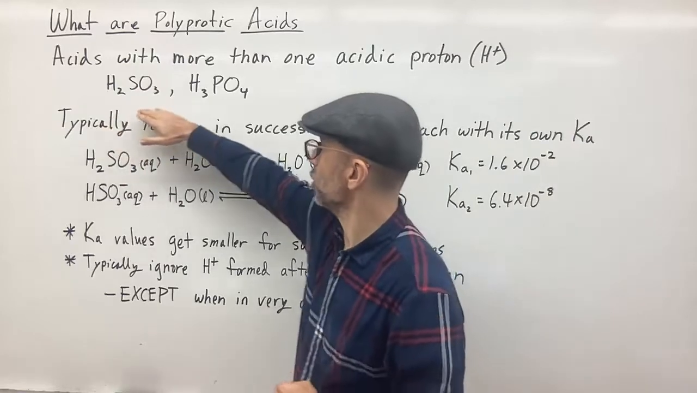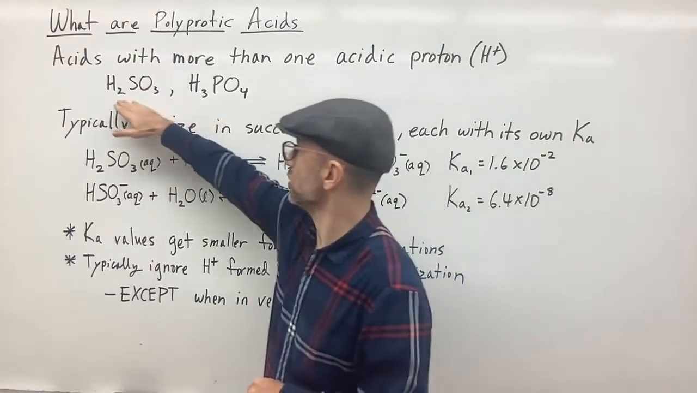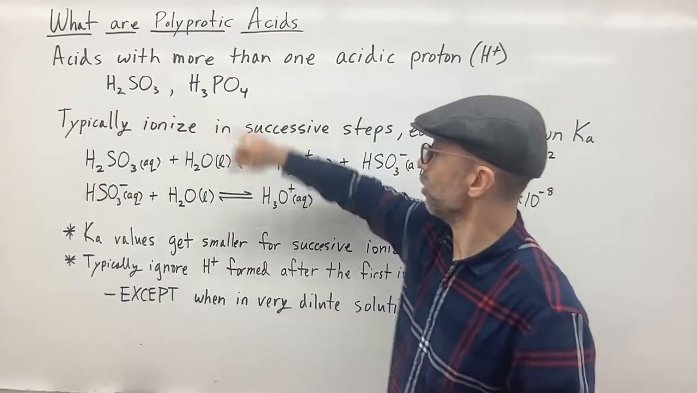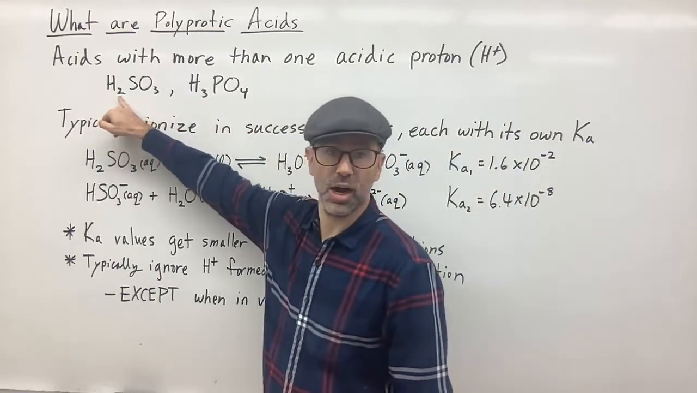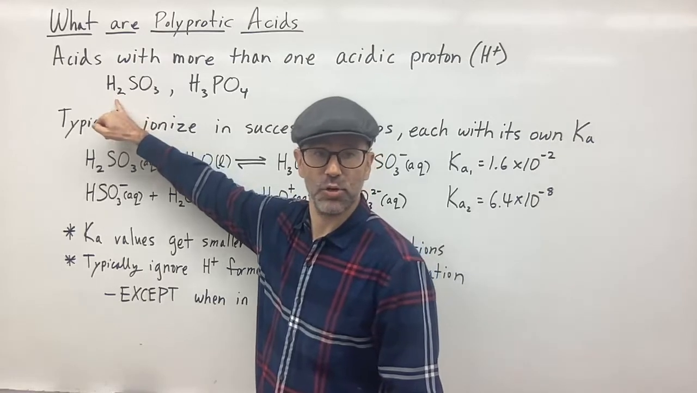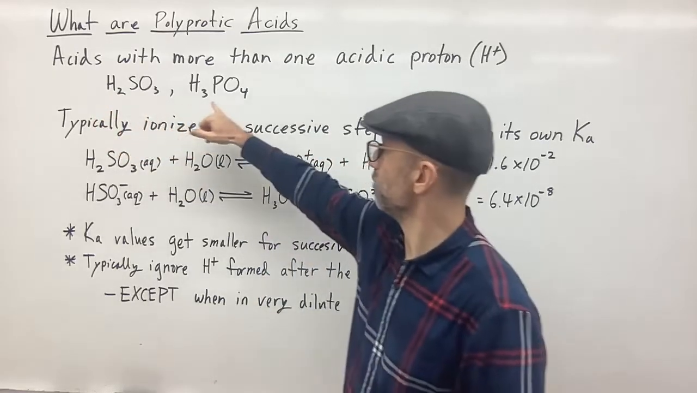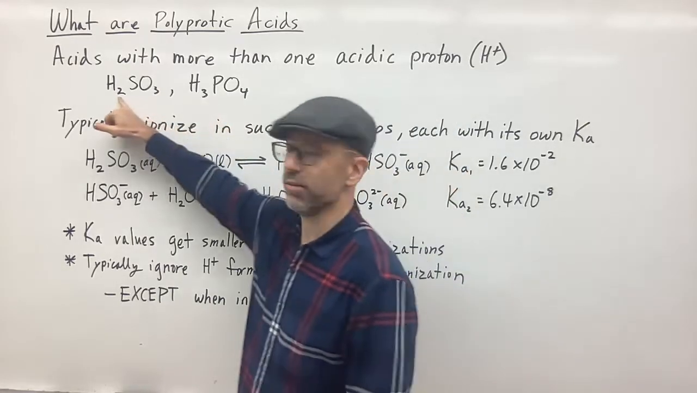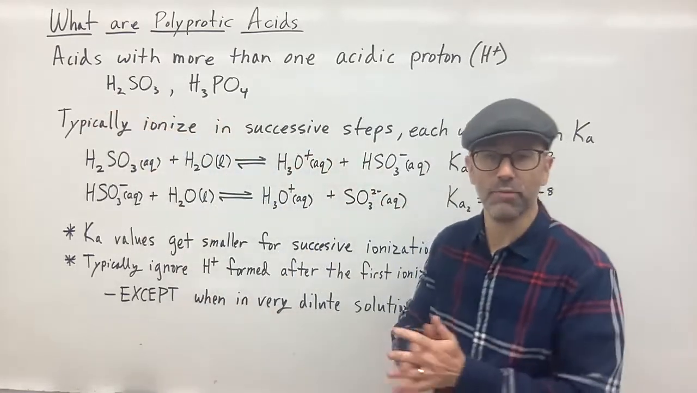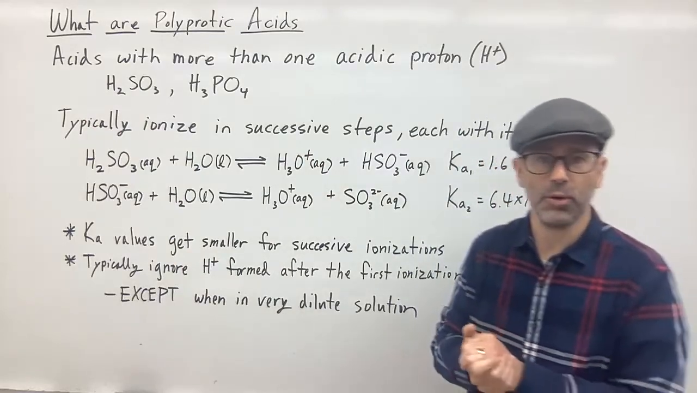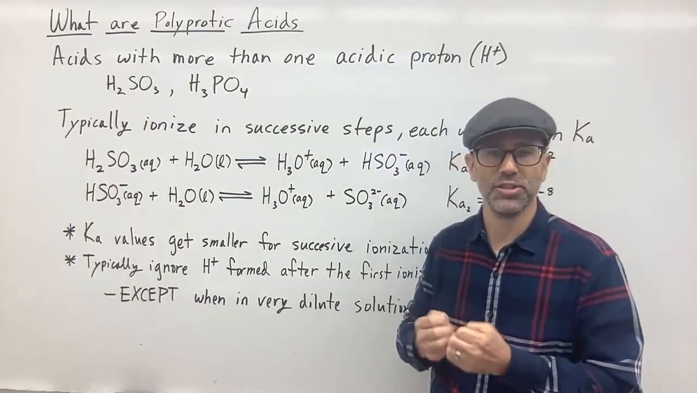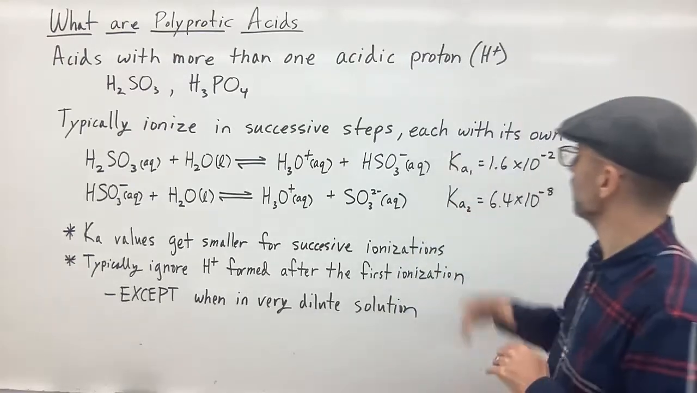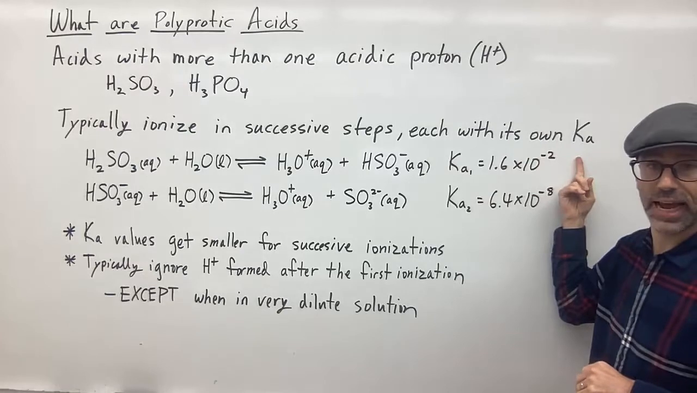We have our sulfurous acid here, H2SO3, and we have phosphoric acid, H3PO4. Each of these hydrogens here can be released, and so this is a polyprotic acid. Here we have three hydrogens that can come off, and here we have two hydrogens that can come off. So when you're talking about polyprotic acids, typically, they ionize in successive steps where each step has its own Ka value.